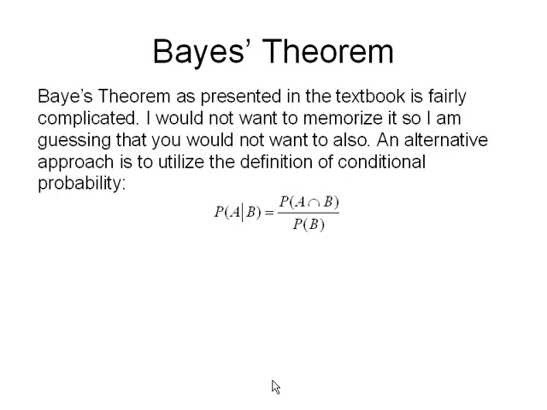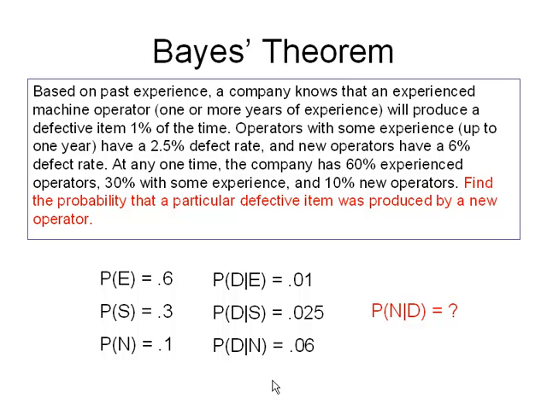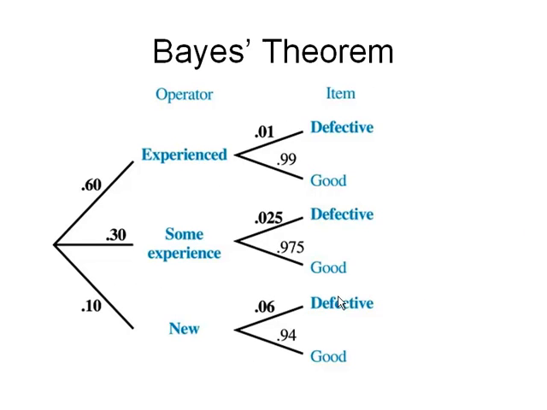The problem with what we've been dealing with before is the probability that we're looking for is probability of N given D. So I want to know the probability that the person was new given that they were defective. Now that's exactly opposite to what we see here. This is probability of defective given new, and I want to know what it is the other way around. And that's where Bayes' theorem comes in.